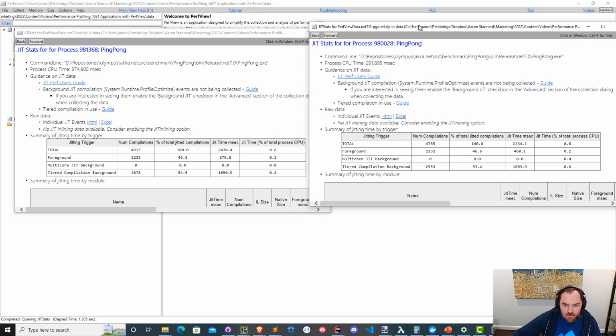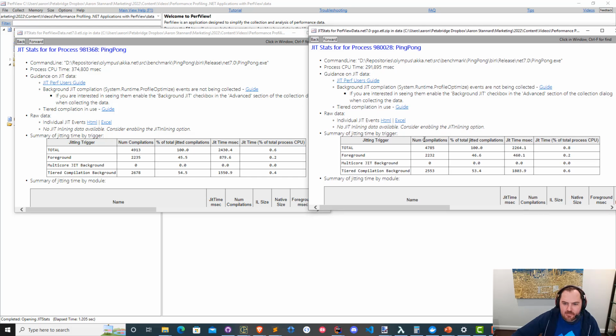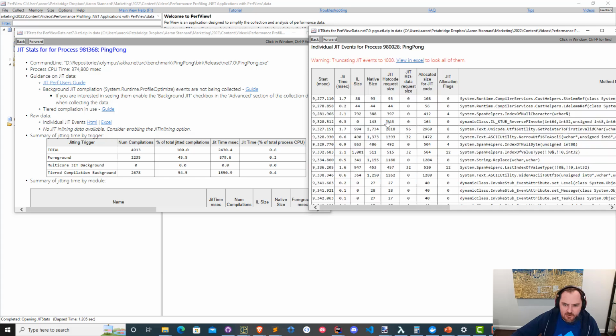So we spent, let's see, total amount of processor time spent JITting was actually slightly higher in the PGO example. That's something that we would expect to see. But let's see, individual JIT events. Let's take a look at this. And let's take a look at this as well.